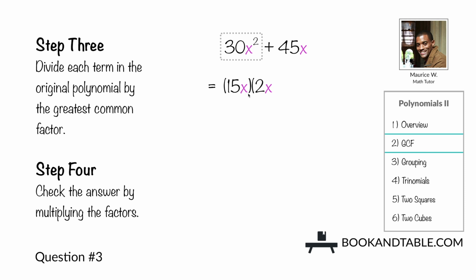X squared divided by x is x. And now the second term, 45 divided by 15 is positive 3. X divided by x is 1. 1 times positive 3 is positive 3. We wind up with 15x times 2x plus 3.